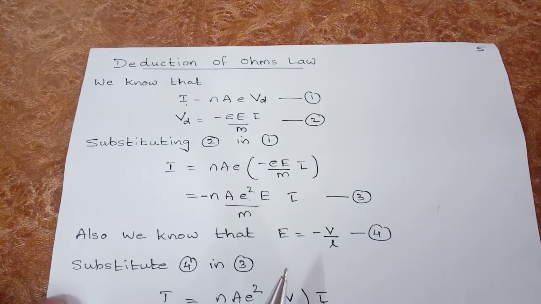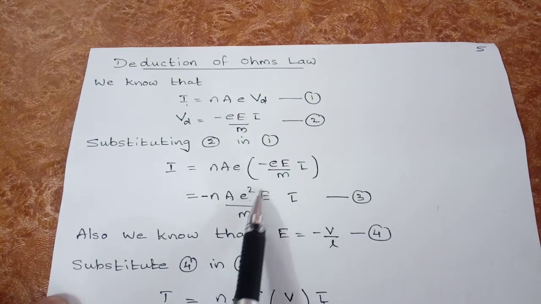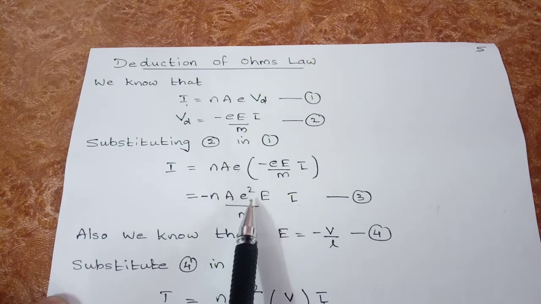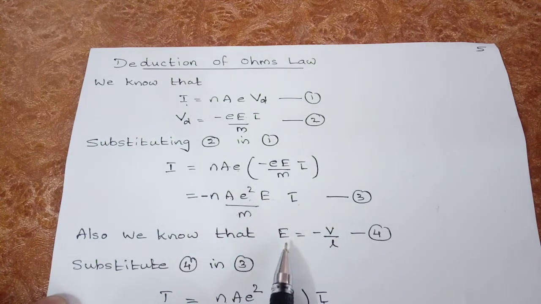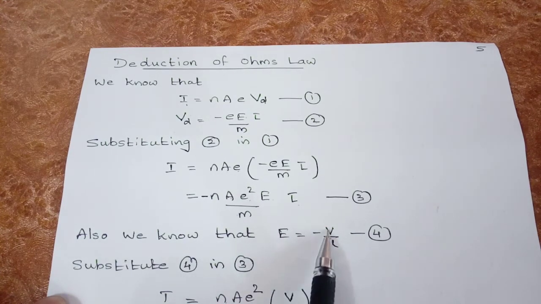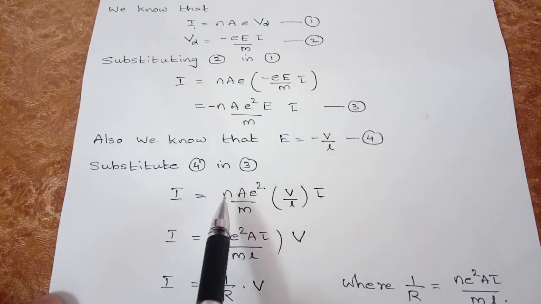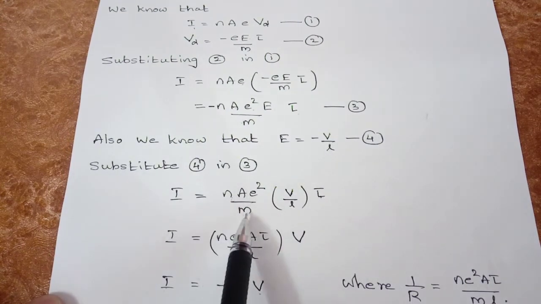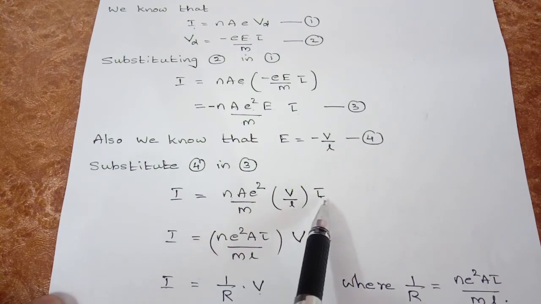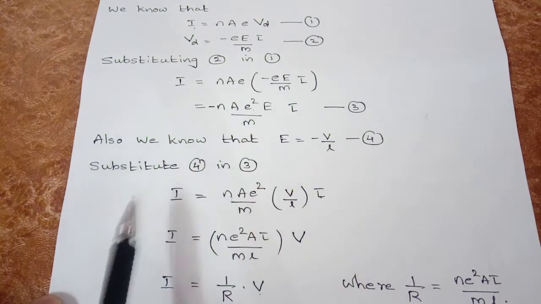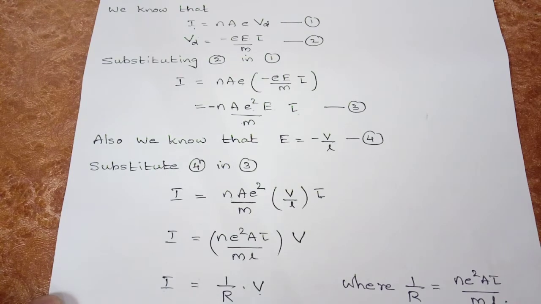Now one more thing I want to substitute in equation number 3, that is the electric field across the ends of the conductor. The electric field across the ends of the conductor, E is equal to minus V by L. Put as equation number 4. If I substitute 4 in 3, I will get I is equal to nAe square divided by m into V by L into tau. Because minus and minus cancel each other, there will be no minus in this equation.